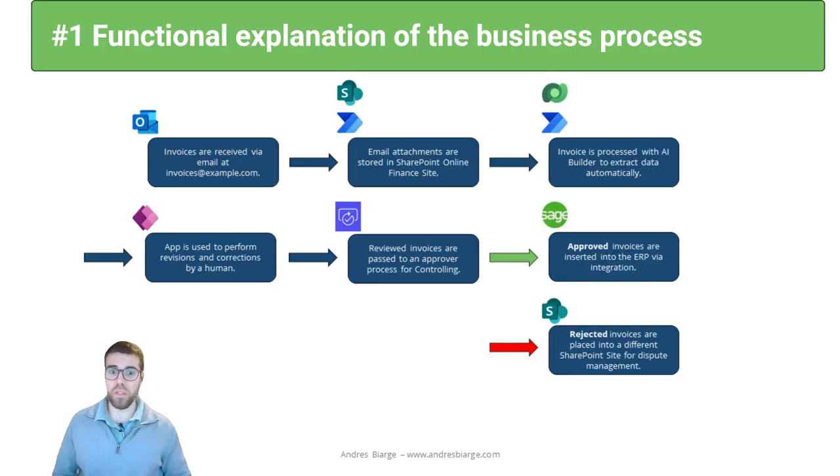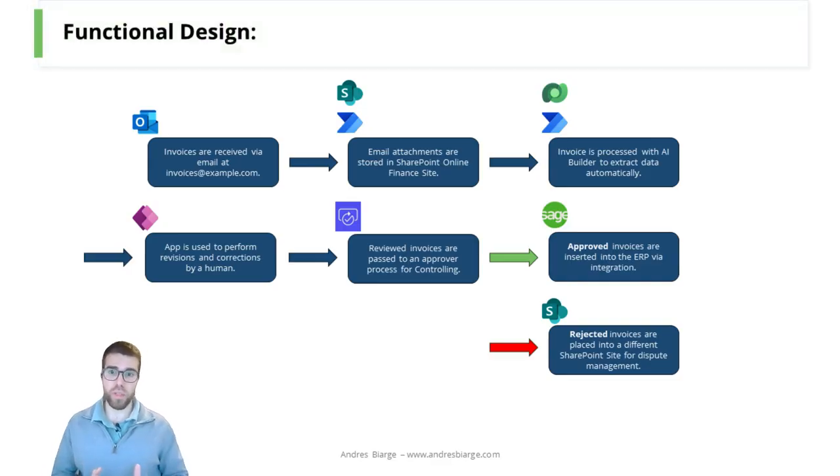First things first, let's see the overall business process. As you can see here in the diagram, invoices are going to be received at a mailbox. Invoices are an example of any invoice, of course. Then these invoices that are attached to the emails are going to be stored in a known place in a SharePoint site. And a Power Automate flow is going to automatically process this invoice data with AI Builder. So it's going to automatically extract the information from the invoice and store it in a database.